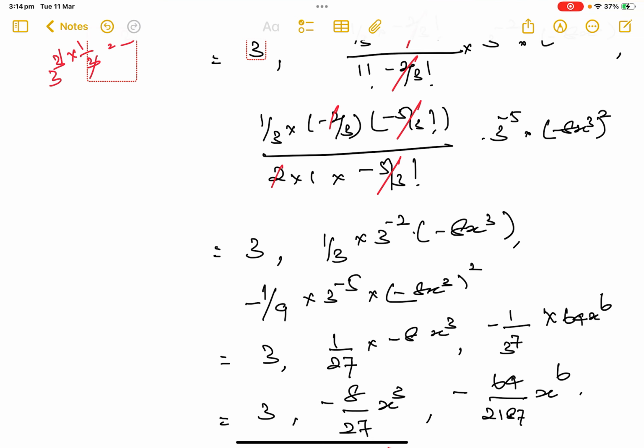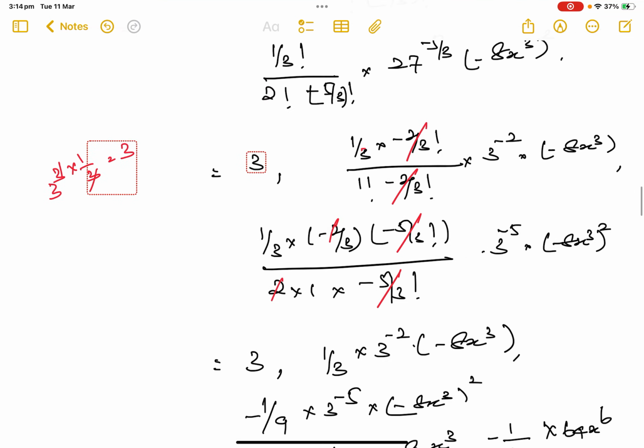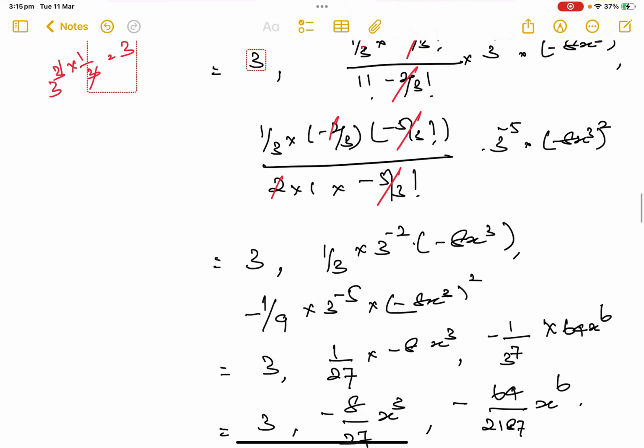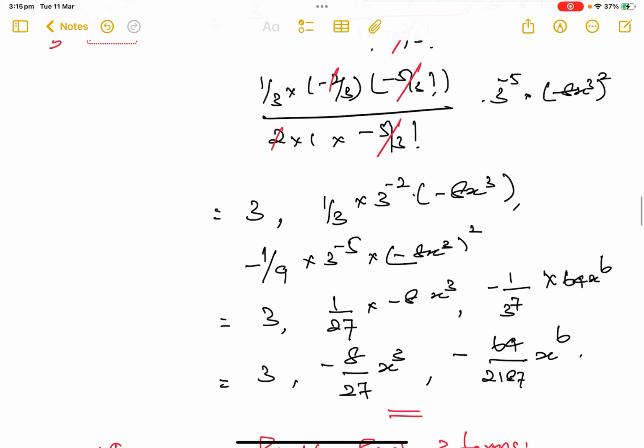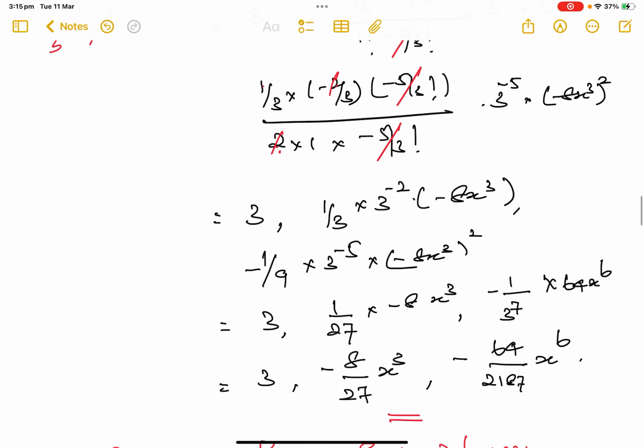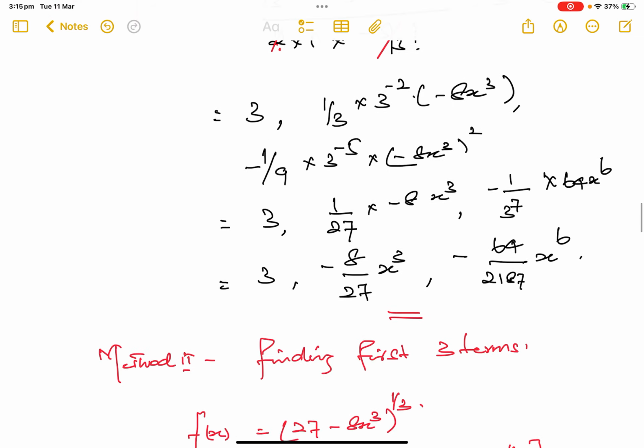Further simplification: first term 3. The second term, we have 1/3, we have 3 to the power of minus 2, and minus 8, so that is minus x³. Then the third term, we have 1/3 and another 1/3. The factorials cancel out. So what we have is 1/3 times minus 1/3, which is minus 1/9, times 3 to the power of minus 5, times (minus 8x³) to the power of 2.